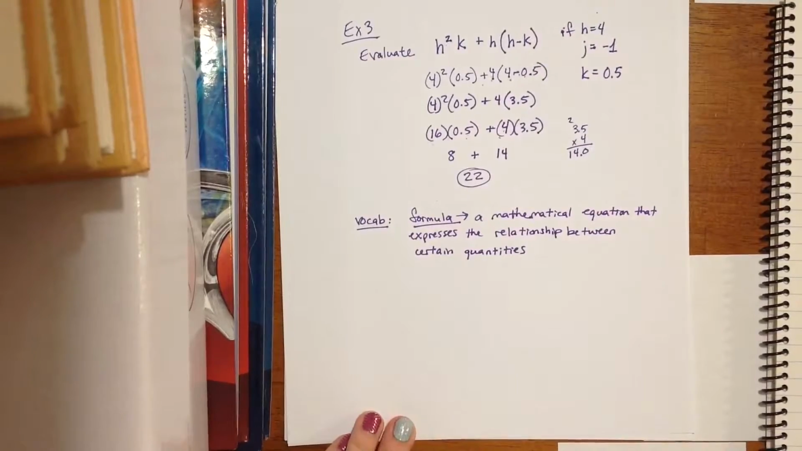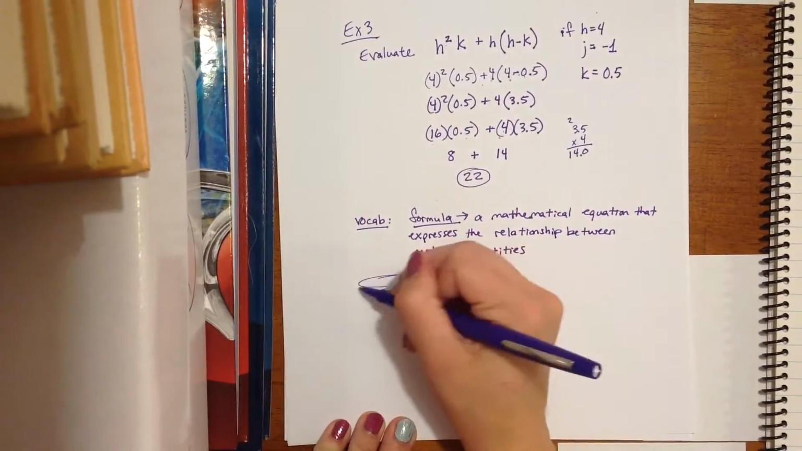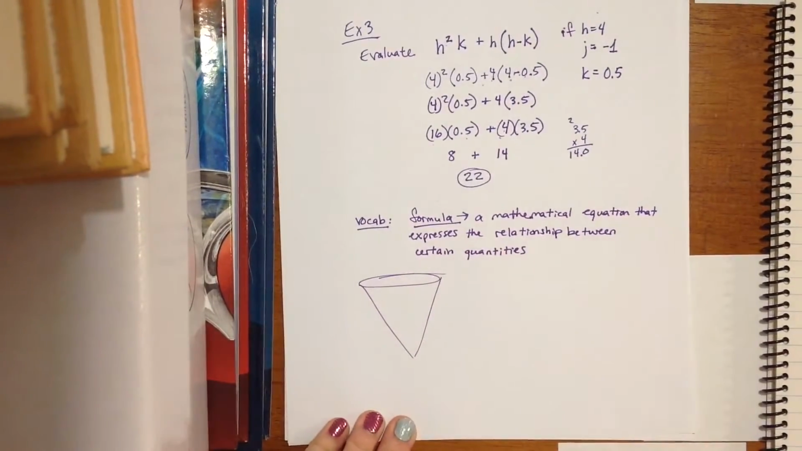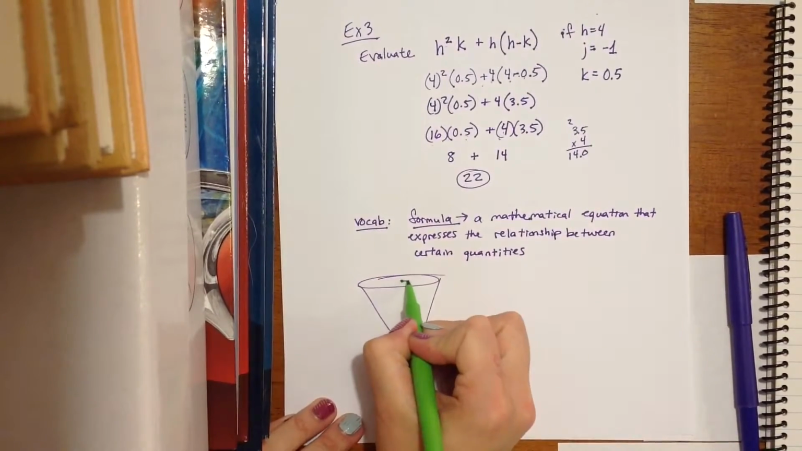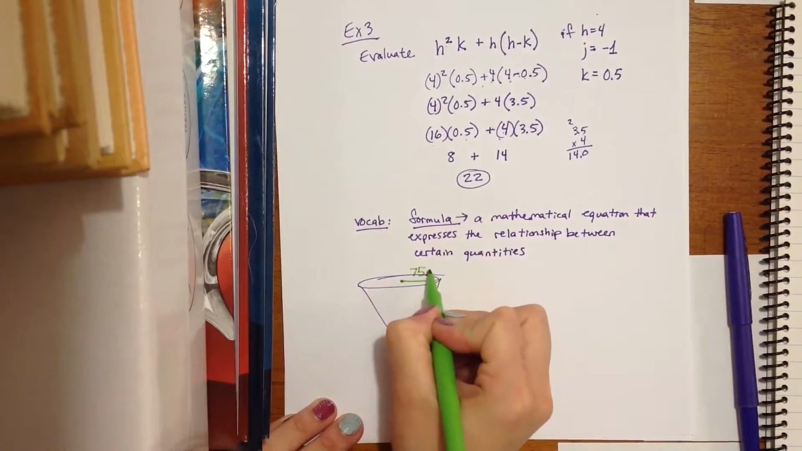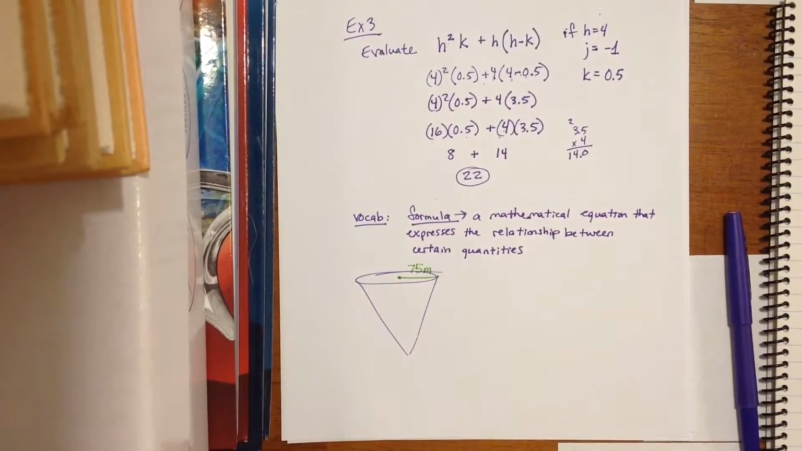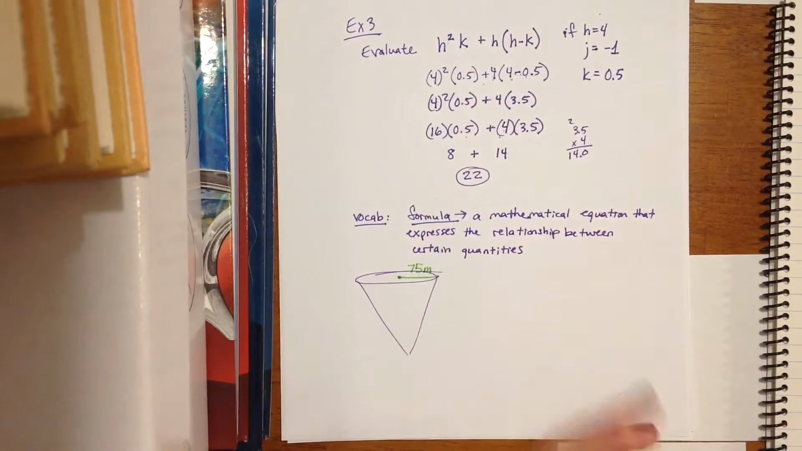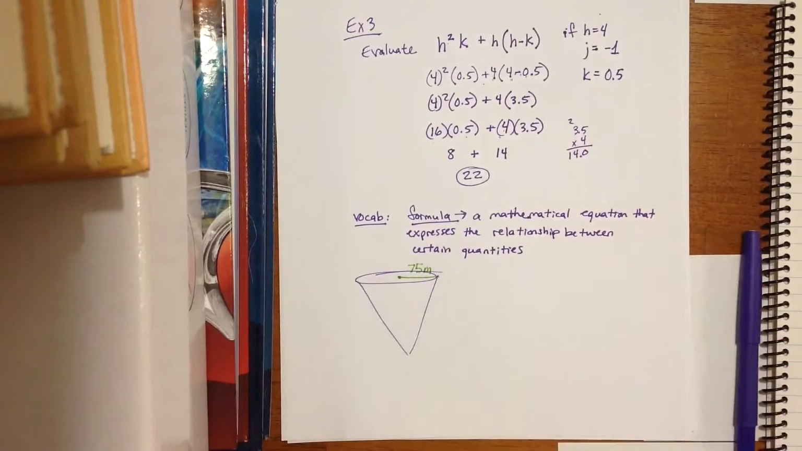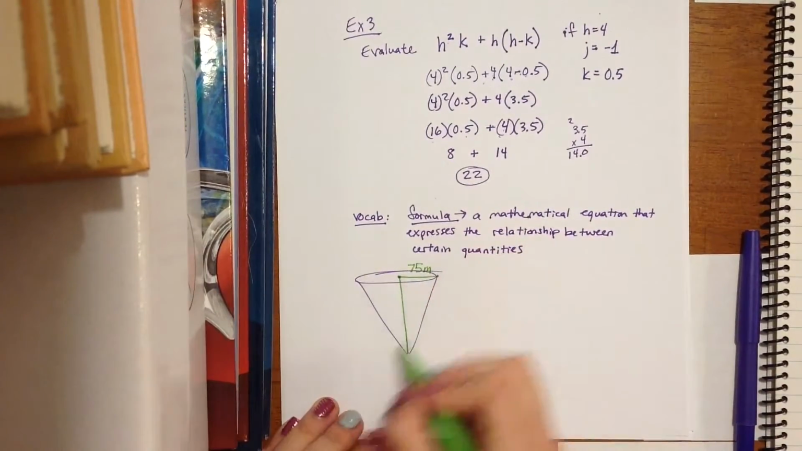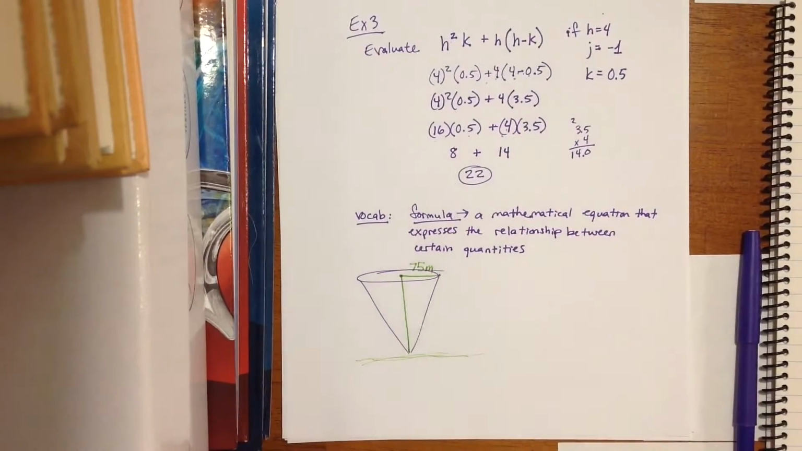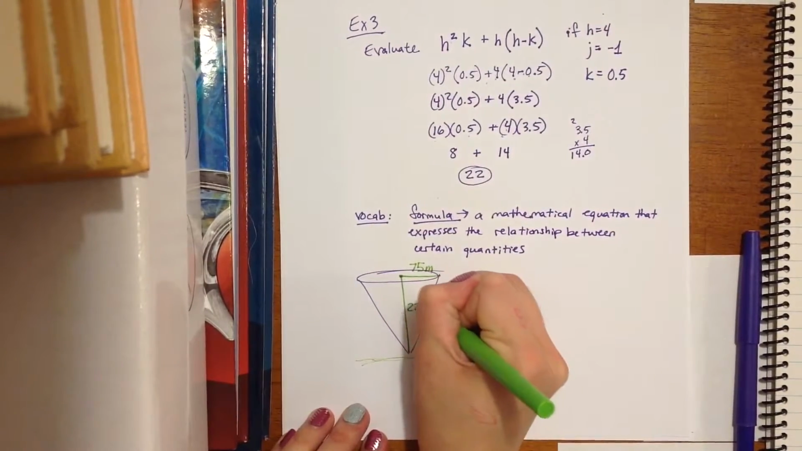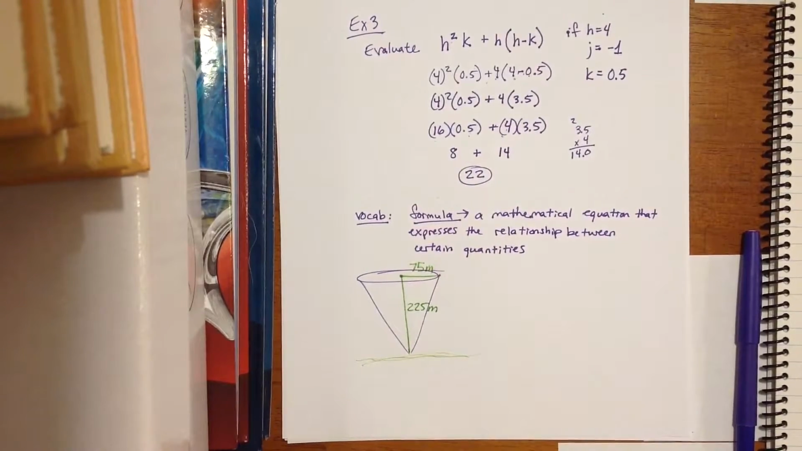So let's do an example. Let's pretend we have a tornado. And we know that this tornado has a radius of 75 meters. Let me use a different color here. 75 meters right there. And we know that from the ground to the top of the cyclone spiral, the height is 225 meters. So pretty tall, pretty wide.